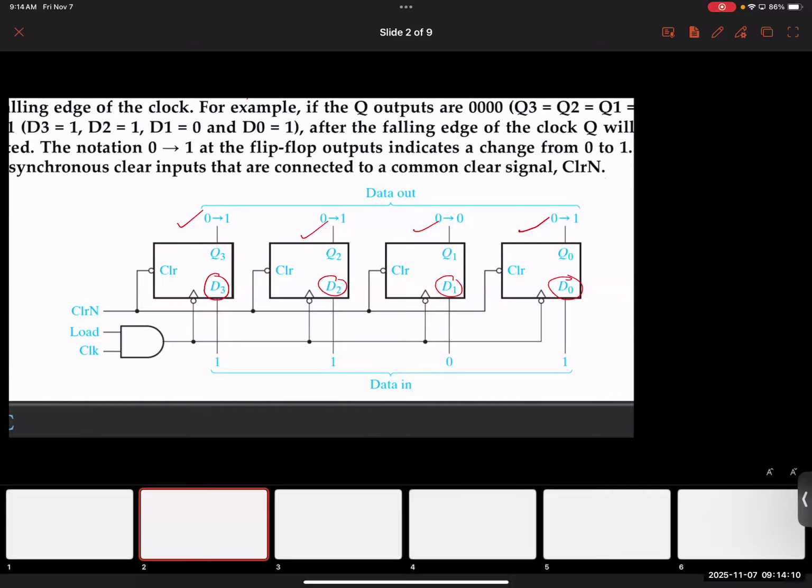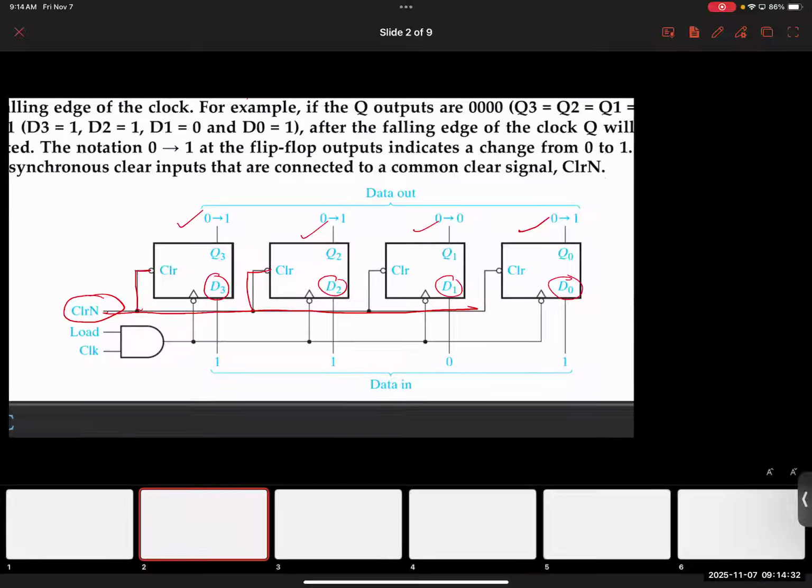Now, notice there is a line that has been marked as clear. So basically, we are trying to create a feature for this flip-flop where you apply a certain input and all the output will be cleared. By cleared, I mean will be 0.